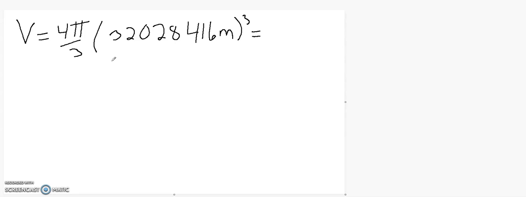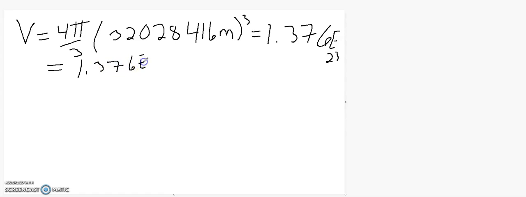So here's what I get when I do this. I'll go 3 places past the decimal. It's 1.376. Please try to do this. I didn't leave myself enough room. This is the E, and right below it, I'm going to write 23, E23. I'll write that again so it looks a little better. So it's 1.376 E, or times 10 to the 23rd, and of course that's meters cubed.